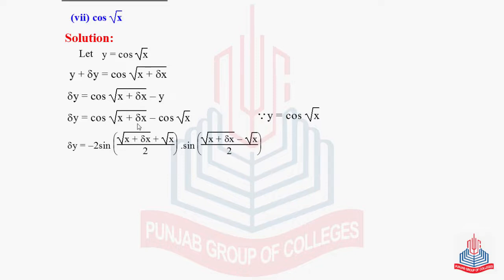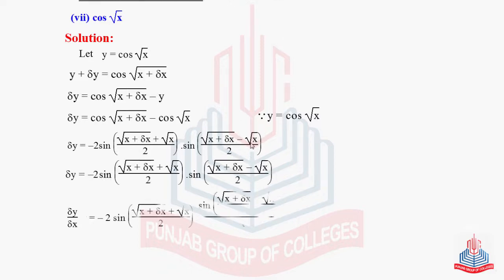Here alpha is square root of x plus delta x and beta is square root of x, so that will become minus 2 sine alpha plus beta divided by 2 and sine alpha minus beta, and that will become square root of x plus delta x minus square root of x dividing by 2.